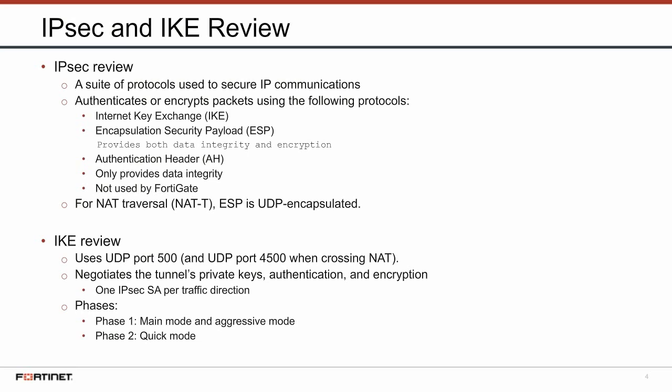Each IPsec SA negotiated during Phase 2 is direction-specific. So, in two-way traffic, there are two SAs per Phase 2. For Phase 1, there are two possible negotiation modes that can be used: main mode and aggressive mode. Phase 2 uses only one negotiation mode: quick mode.